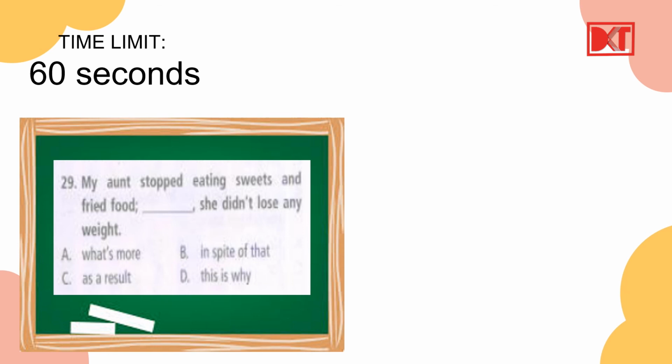Here the correct answer is B. In spite of that, she didn't lose any weight. Because the first thing happened, but that could not lead to the second thing happening. So in spite of that, it could not lead to, it could be any of these. So it led to the second thing, which is she didn't lose any weight. All right.